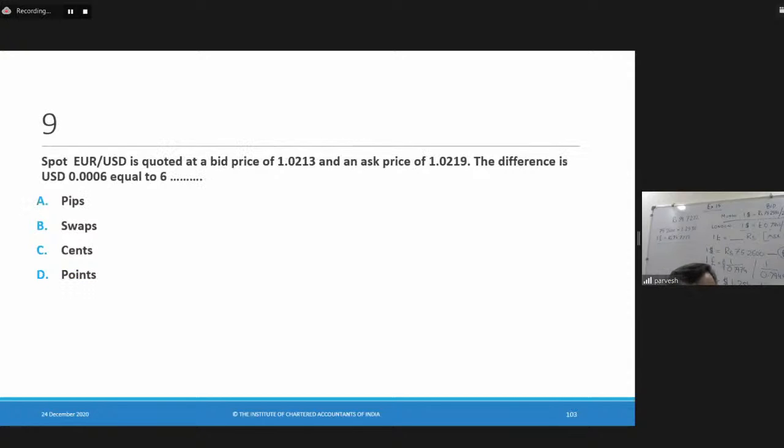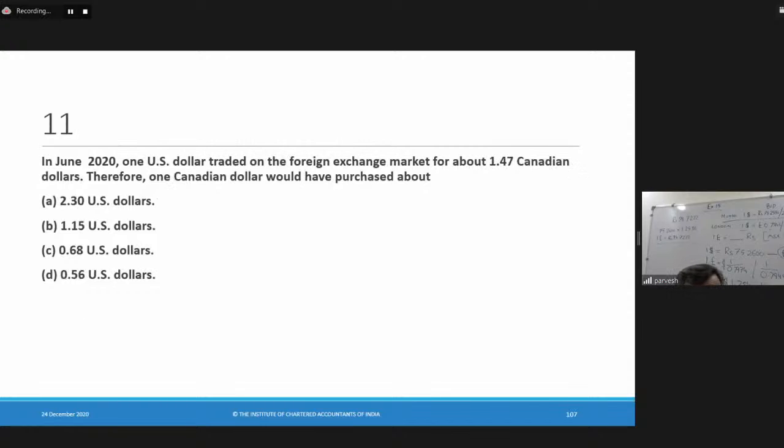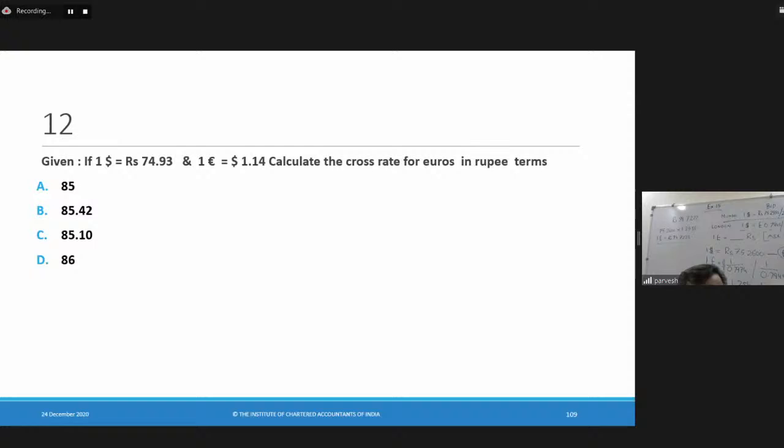So the spot rate between US dollar and the other currency is quoted at a bid price of 1.03 and an ask price of 1 point something different. This we haven't done. Let me just see if any question is there. Just now, can you calculate this cross rate? So question number 12.